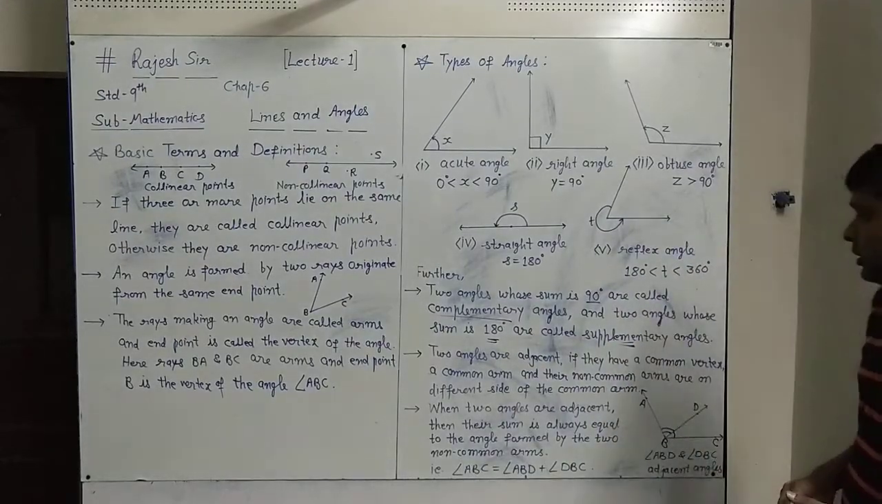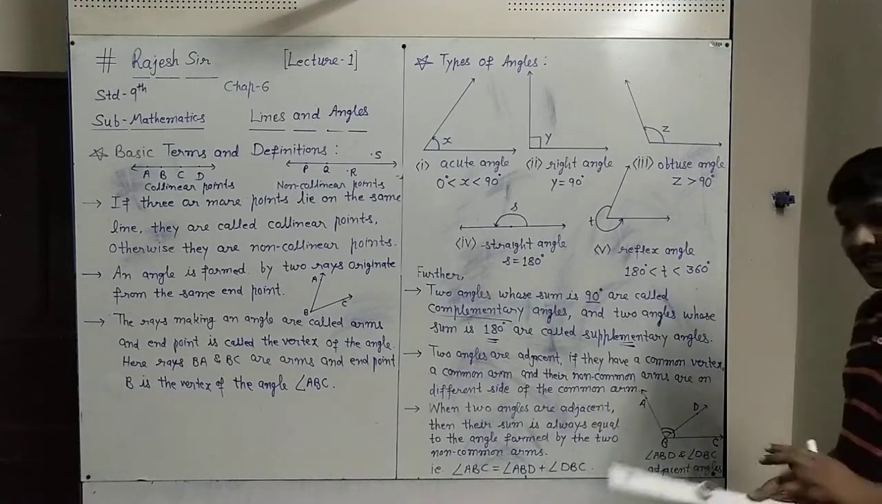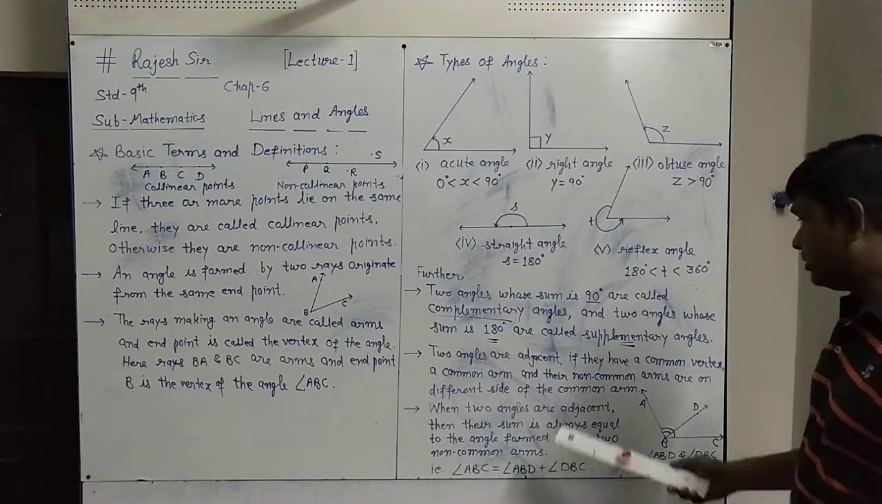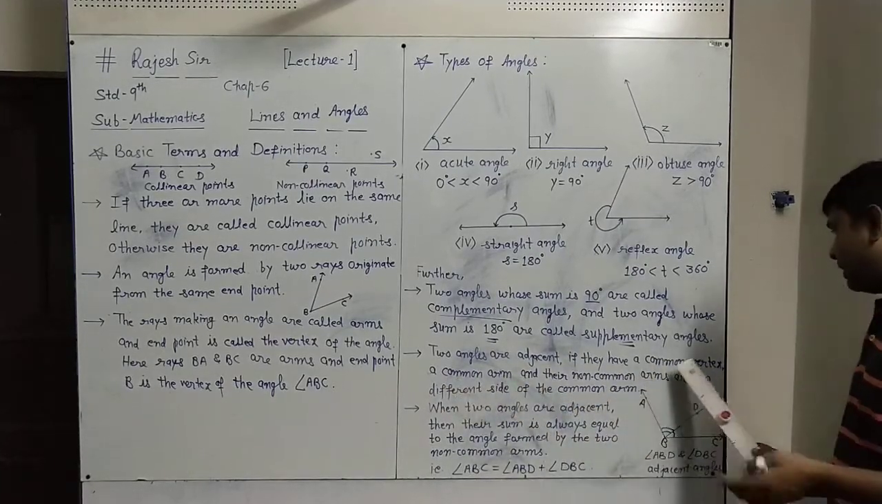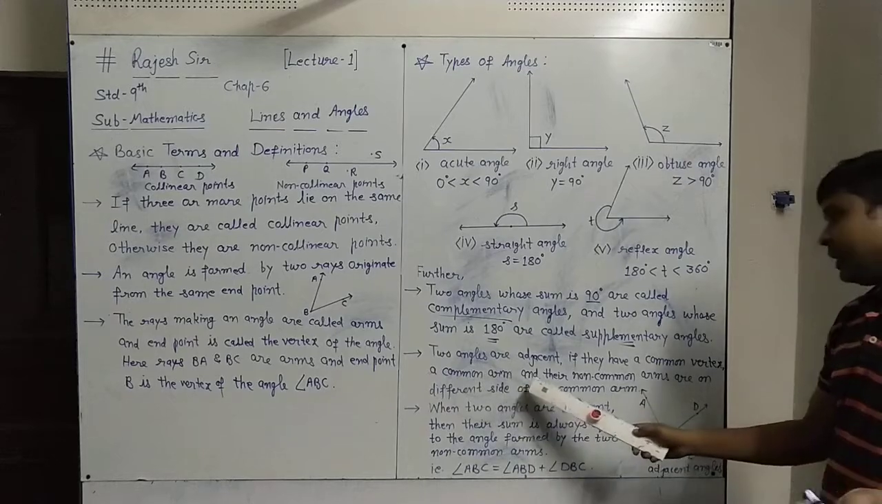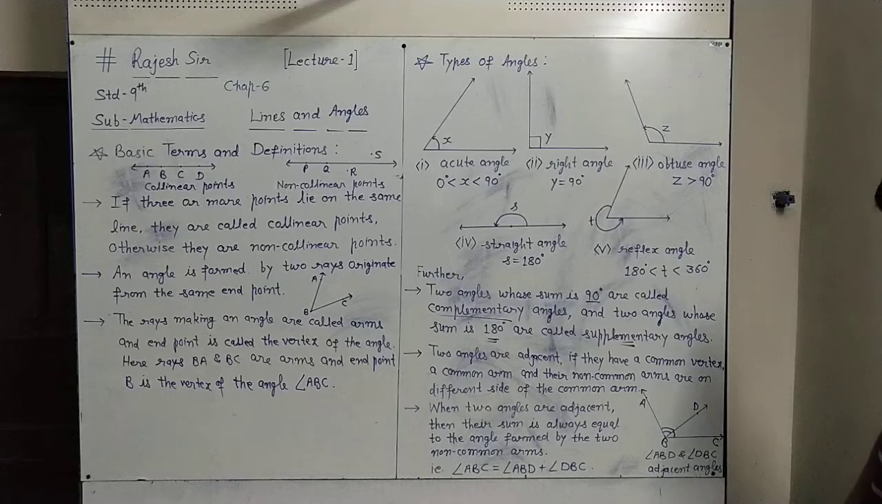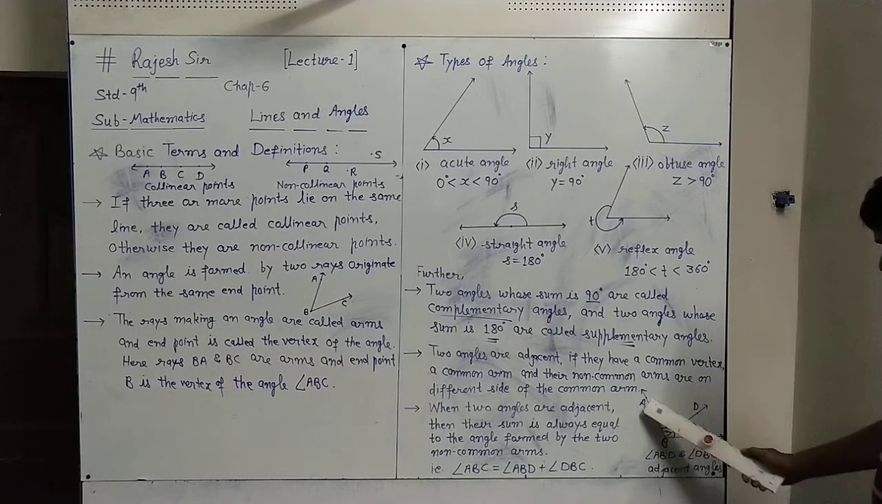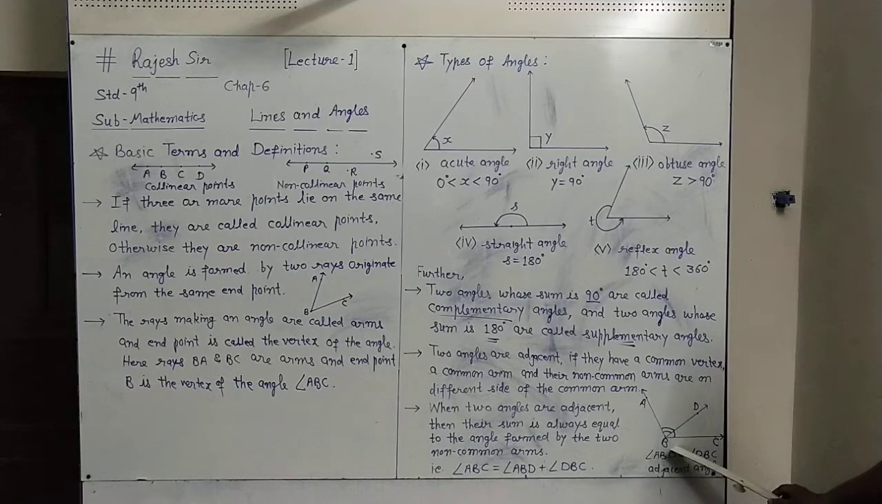This is the point. Next, two angles are adjacent. Two angles are adjacent means nearby angles, if they have a common vertex, a common arm, and their non-common arms are on different sides of the common arm. This is the figure we have shown. We can see these two angles, angle ABD and angle DBC. What do they have? The common vertex B. That was the first condition. A common vertex it must have.